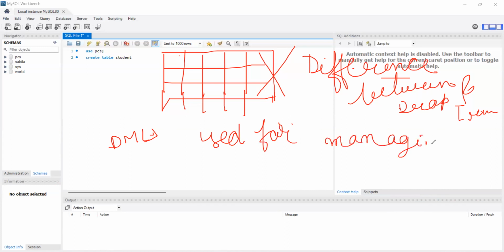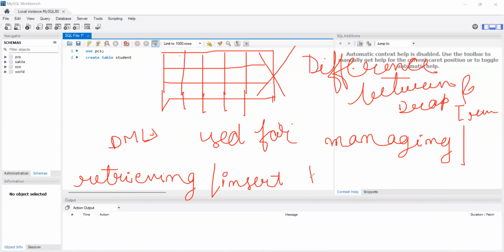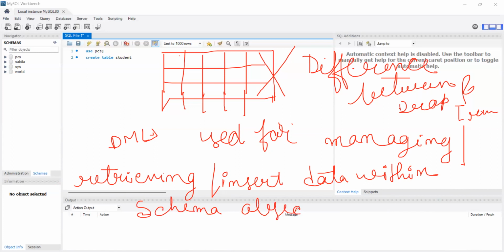Used for managing or retrieving or insert data within schema objects, okay, within schema objects.